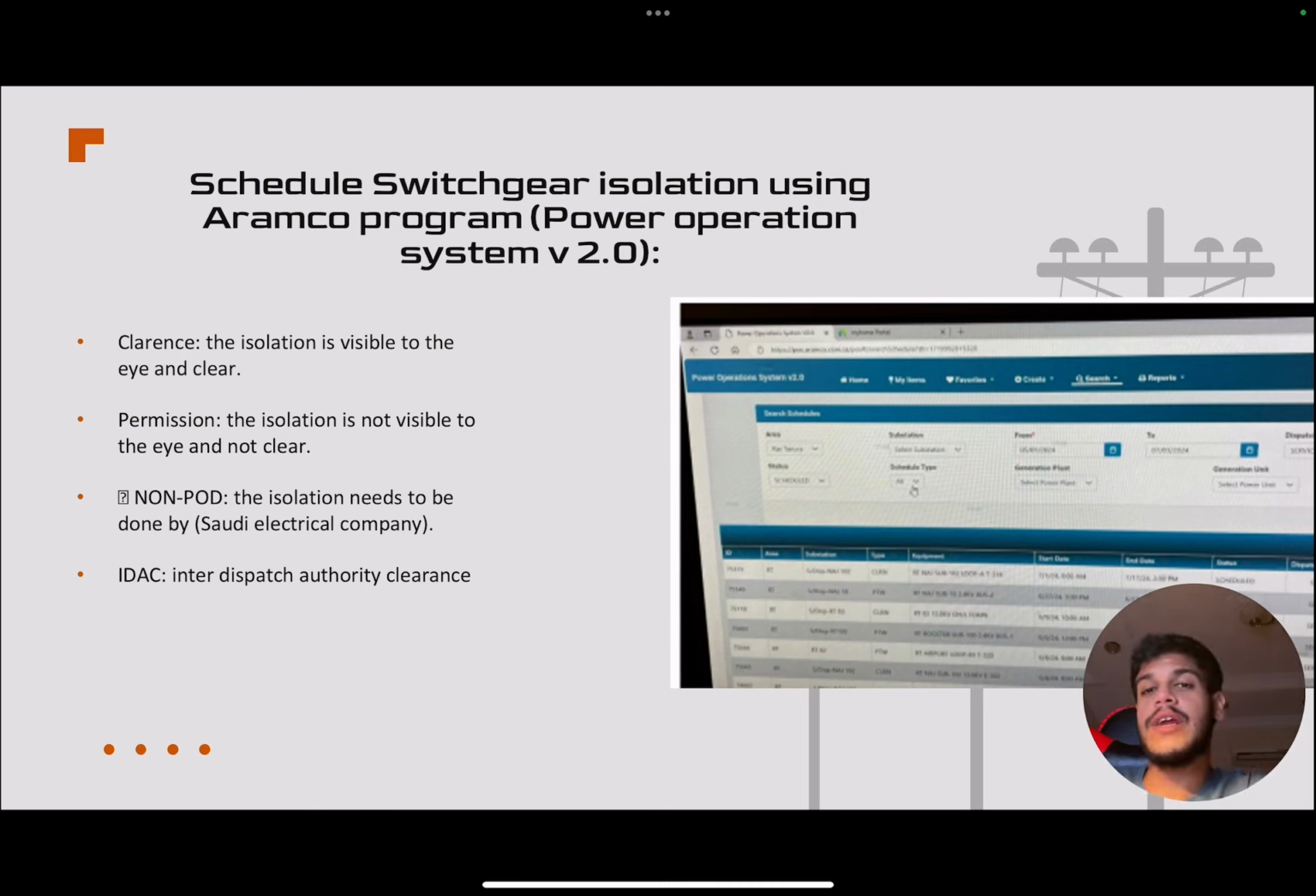We have the first level, clearance, where the isolation is visible to the eye and clear. We have the permission, where the isolation is not visible to the eye and not clear. We have the non-BOD. Non-BOD, most likely, is for example a feeder coming from the Saudi Electrical Company, which is most likely not on BOD. And we have the IDAC, the Inter-Dispatch Authority Clearance. It needs, I think, VP approval. I'm not sure about it. It's VP or a manager approval.